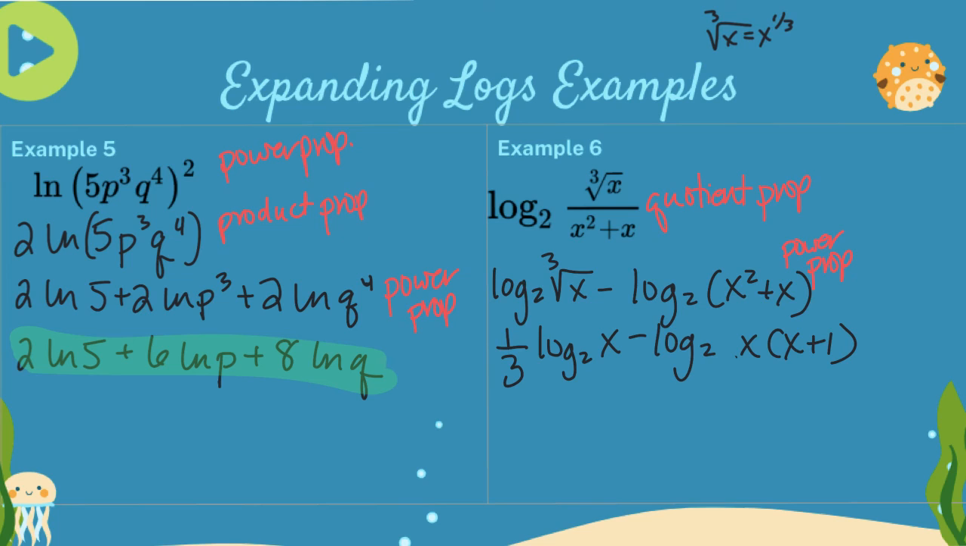And I can actually use the product property to expand that even further. So I could write this as 1/3 log base 2 of x minus log base 2 of x plus log base 2 of x plus 1. And I believe that is all I can do to expand that logarithm.